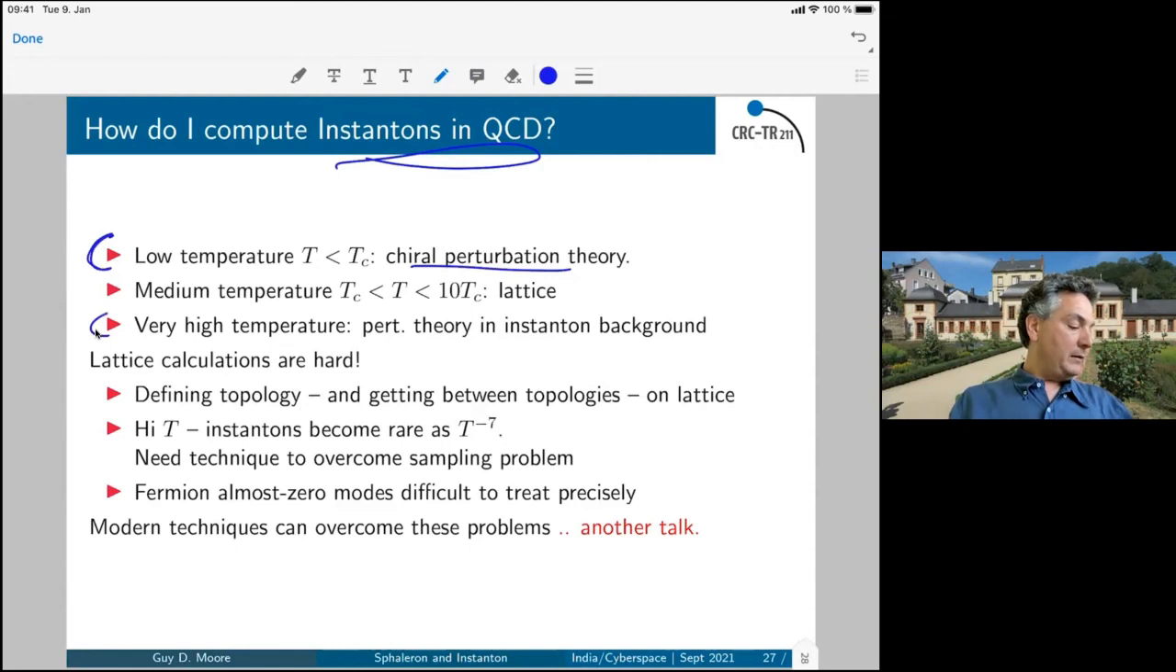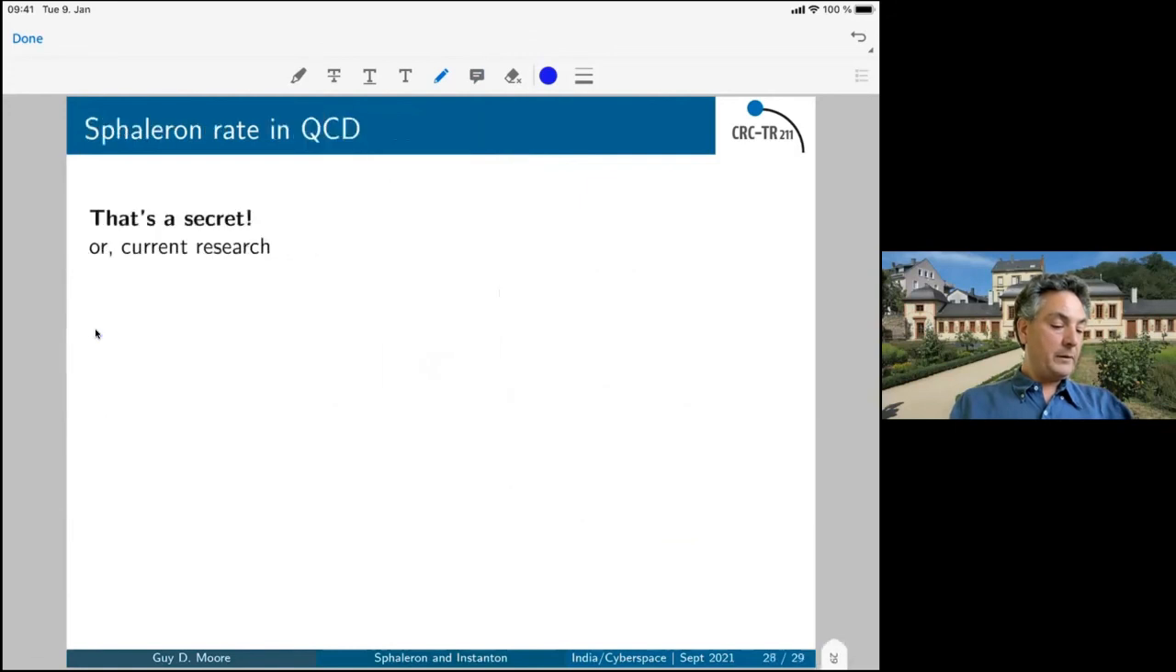And at very high temperatures, you can do it with perturbation theory, this dilute instanton gas. So you calculate how common instantons are. And in between, the instantons aren't very reliable. Chiral perturbation theory fails. And you have to use a lattice treatment, which towards the upper end becomes very challenging and requires some kind of reweighting techniques. But that's a matter for another talk.